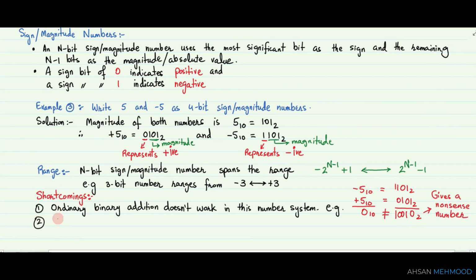The second shortcoming of sign magnitude numbers is that both positive 0 and negative 0 exist in this system, which is odd. Both positive 0 and negative 0 indicate 0.